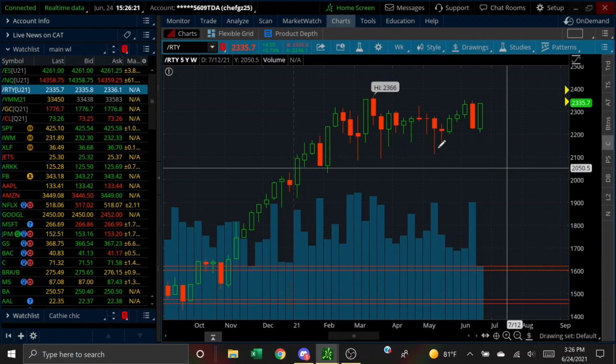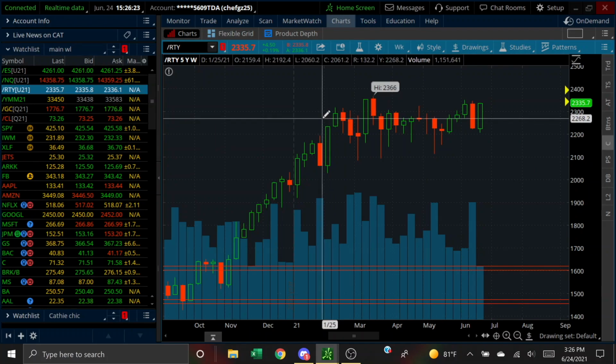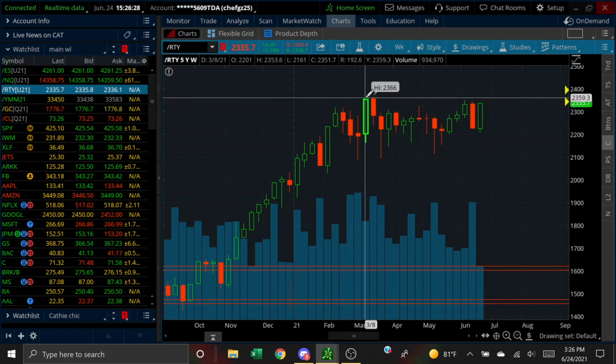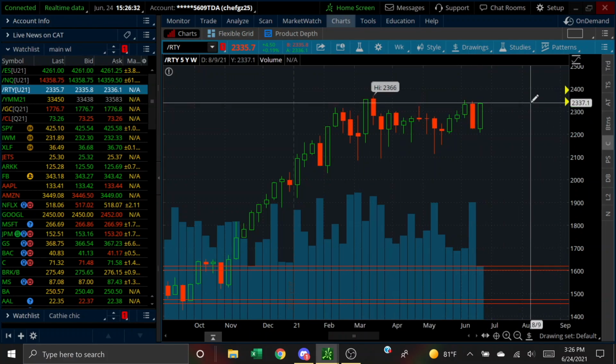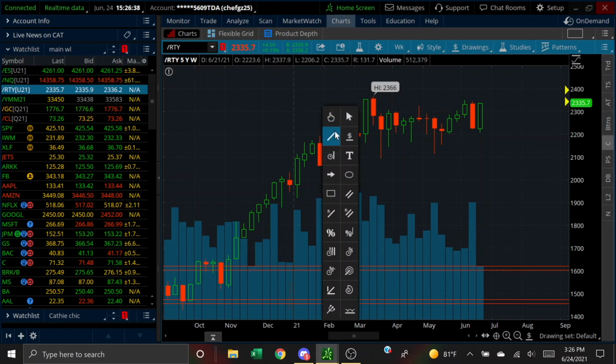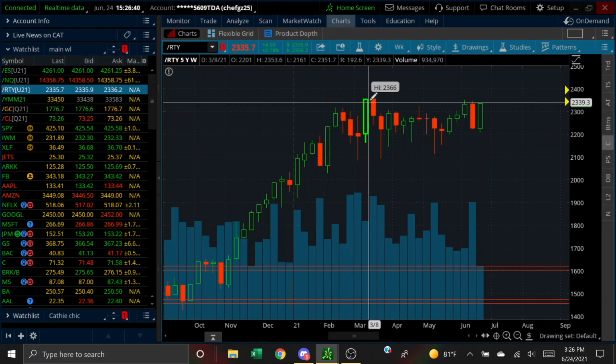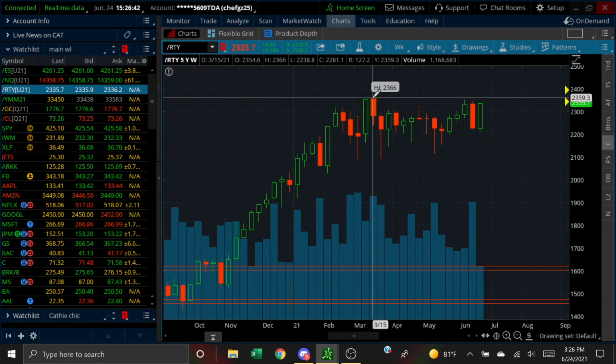Okay, so when it comes to resistance, you want something that's hit multiple times, that's rejected from that specific area. Now, if we come on here and we reject 2366 one, two, three, four more times, then that's when you can call that level a resistance level. And that's when it gets a little more tough, because again, everybody thinks that that number, that all-time high, is a resistance, when in reality it's not.